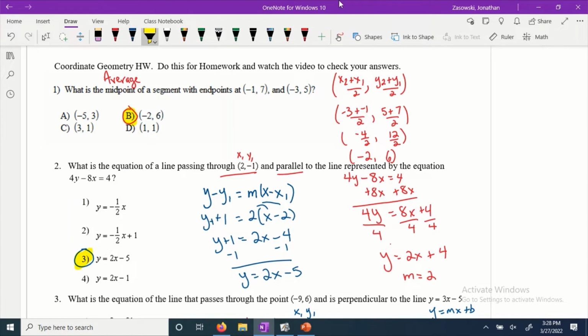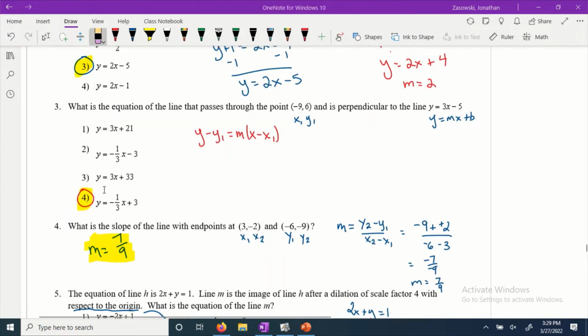All right, let's take a look at number 3. All right, number 3 is choice 4. Let's take a look at that. So remember, we're starting with perpendicular to the given line. So the slope of that line is going to be 3, or 3 over 1. So the perpendicular slope, remember, is the opposite reciprocal or negative reciprocal, so it's -1/3.